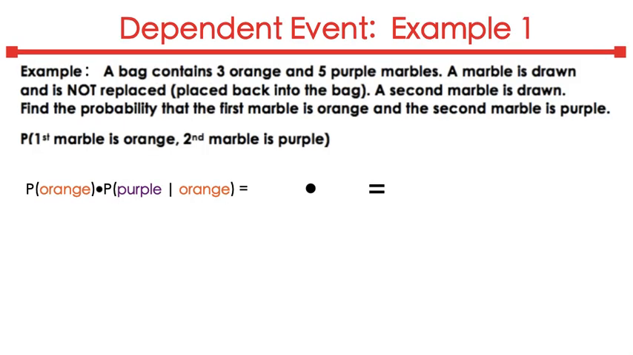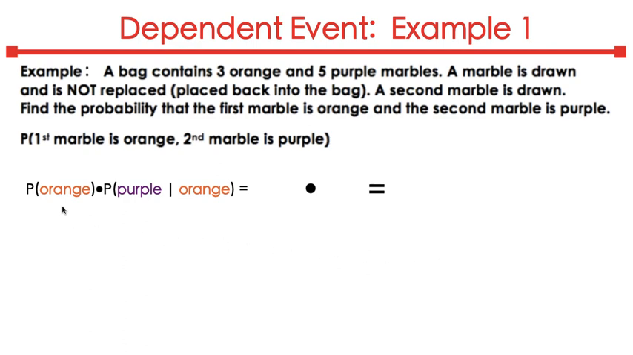A bag contains 3 orange and 5 purple marbles. So think about how many total marbles we have. A marble is drawn and not replaced, which means it's not placed back into the bag. A second marble is drawn. Find the probability that the first marble is orange and the second marble is purple.